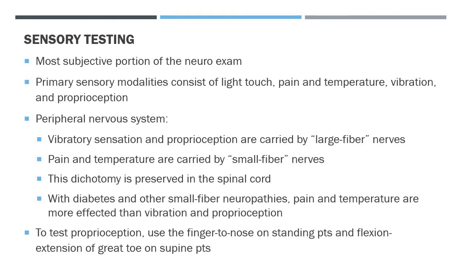So in order to test proprioception, any police officer is going to know how to do that when you walk a straight line, but you use the finger and the nose on standing. So again, you would just have them close their eyes and touch their nose with their finger, and then flexion and extension of the great toe on supine patients. What I basically mean by that is you'll have the patient close their eyes and you're going to hold the other toes down, and then you can move the great toe either up or down and have the patient tell you which way it moved. It's actually a test for proprioception.